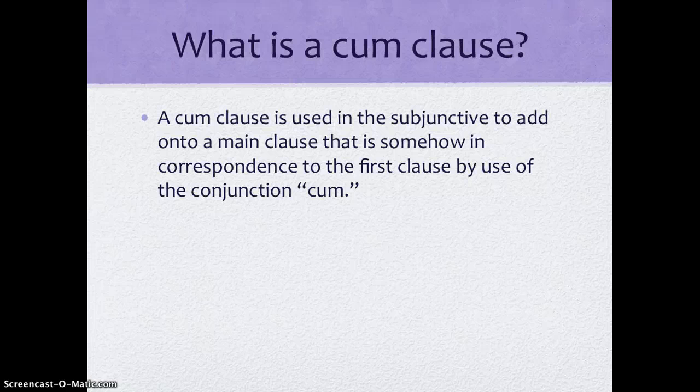What is a cum clause? A cum clause is a use of the subjunctive, which is in correspondence to and adds on to a main clause of a sentence. A cum clause is connected to a main clause by the use of the conjunction cum.